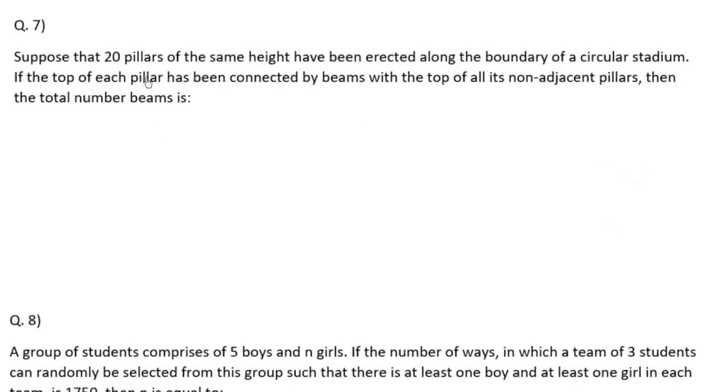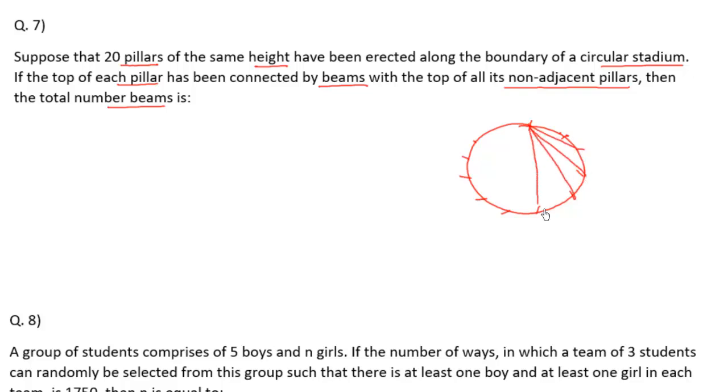Now, question number 7 says that there are 20 pillars of the same height and they have been erected along a circular stadium. If the top of each pillar has been connected by beams with the tops of the other two non-adjacent pillars, then what is the total number of beams? So clearly, if I just draw that this is a circle and these are the pillars, this is the top view of that, right? And non-adjacent pillars are connected by another beam, right?